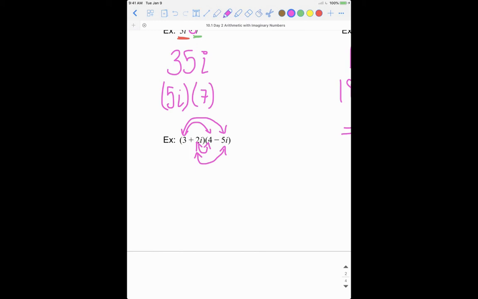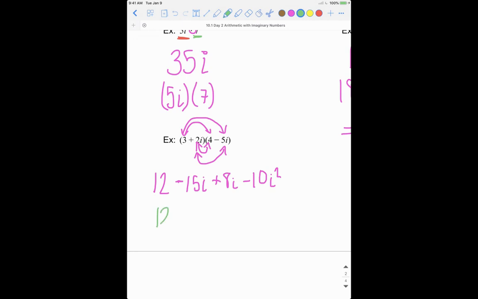So if we go through here and follow our normal FOIL process, we get 3 times 4 gets you 12. 3 times -5i gets you -15i. 2i times 4i gets you +8i. And lastly, we have 2i times -5i, which gets us -10i squared. Think about what your variable should be: i times i gets you i squared. So now we have done all of our multiplication. We just want to simplify as much as possible.